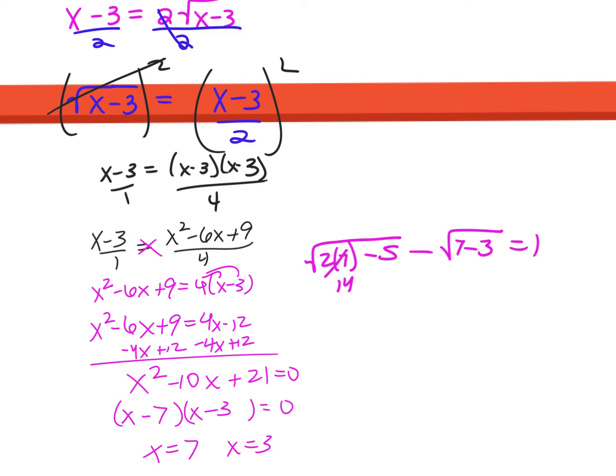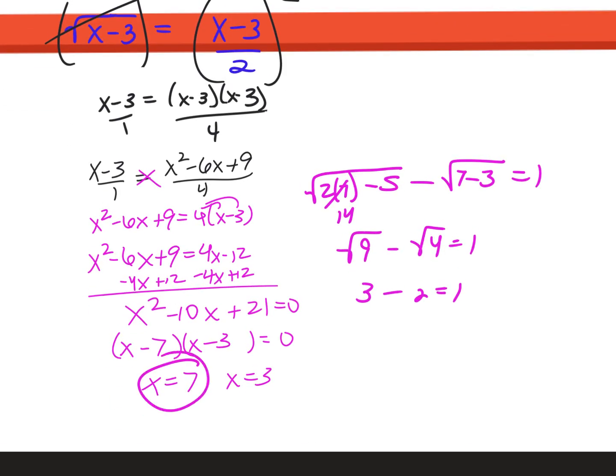Well, 14 minus 5 is 9. So square root of 9 minus the square root of 4 equals 1. Square root of 9 is 3, minus 2 equals 1. So yes, x equals 7 works.